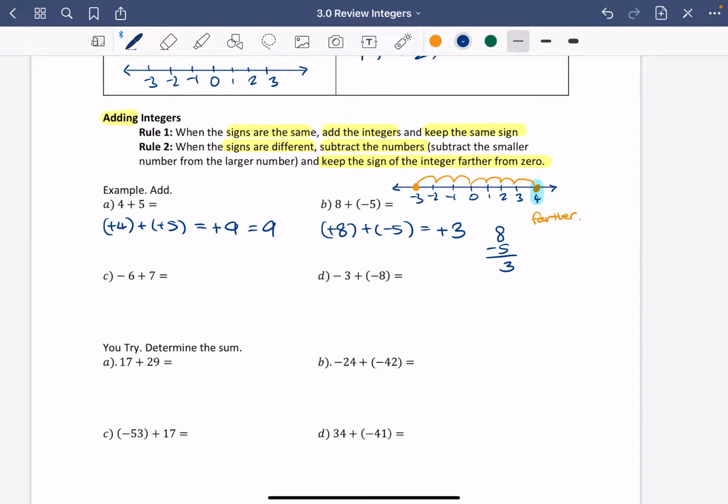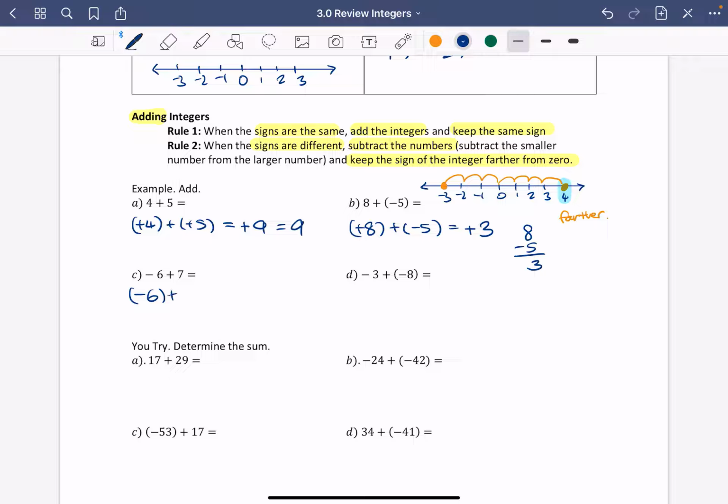Okay, next example. Negative 6 plus positive 7. And so different signs, we're going to use rule 2. Subtract the two numbers, 7 minus 6, that's 1. And then keep the sign of the integer further from 0. And 7 is greater than 6, so 7 is further from 0. And we'll keep the positive sign. And last one, negative 3 plus negative 8. They're both negative, so you're going to add the integers, 3 plus 8, so 11. And you're going to keep the sign. They're both negative, so we're going to keep the negative sign.